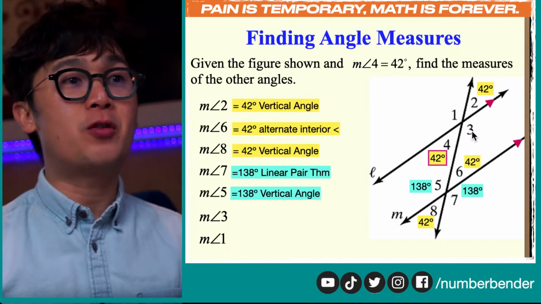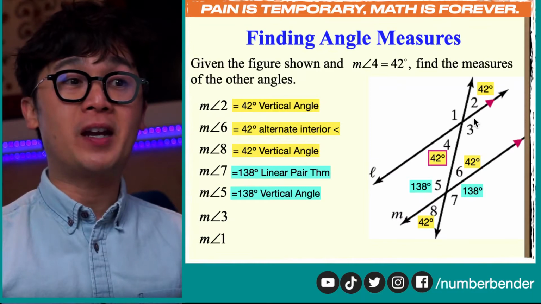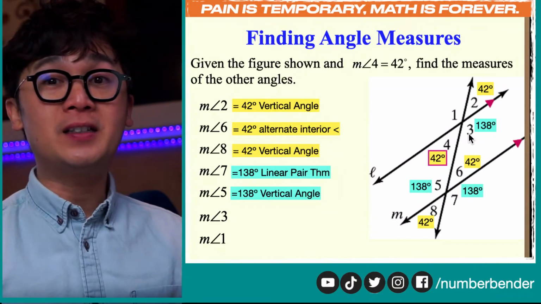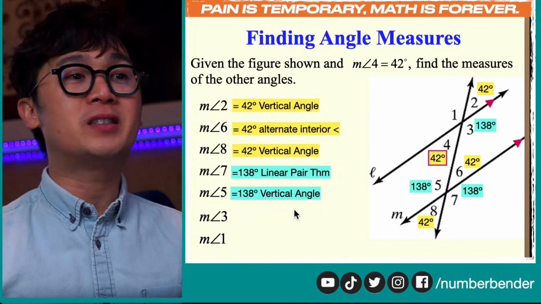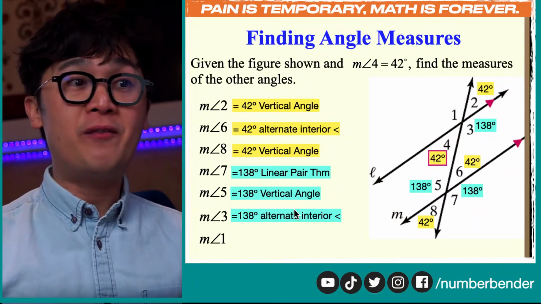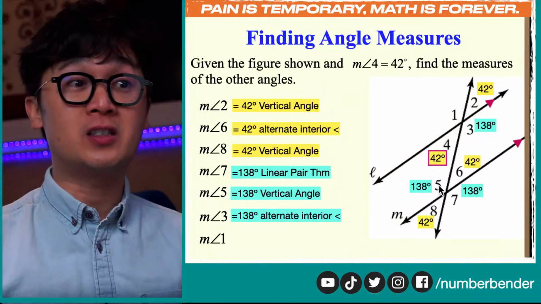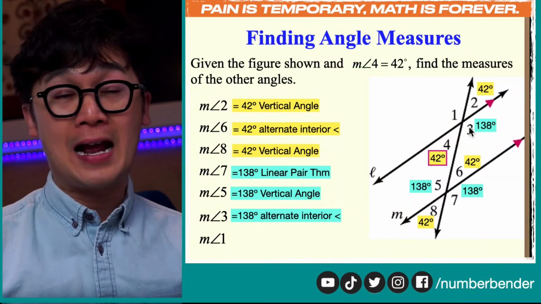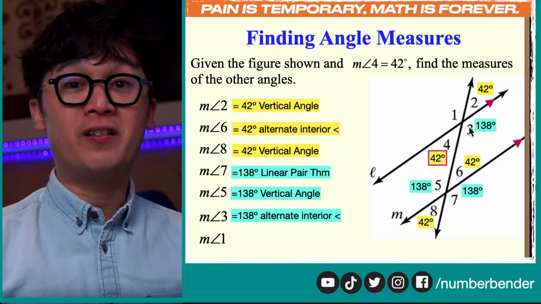And for the measurement of angle 3, just like what happened to the measurement of angle 5 and 7, we are seeing linear pairs right here that we can use. So they are equal to 180 degrees. So 180 minus 42 degrees is 138. We can use linear pair, or we can also reference it to the alternate interior angles because we know that the measurement of angle 5 is 138 degrees and they are inside the parallel lines and they are alternating. So we can also use the alternate interior angles for the measurement of angle 3.